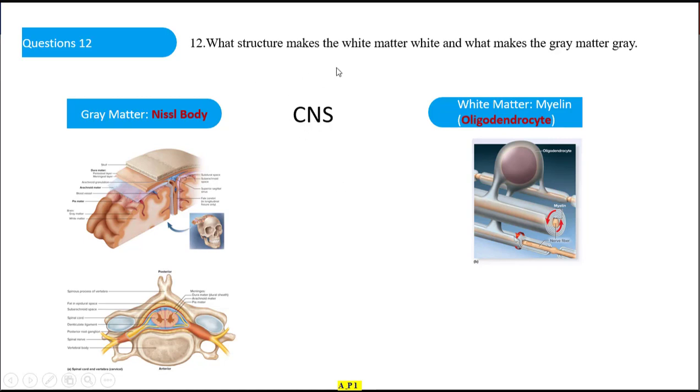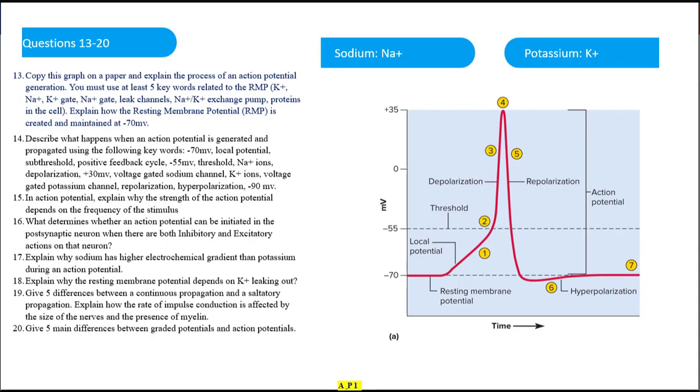Now, what structure makes the white matter white and the gray matter gray? The white matter is white because of the myelin. And now we know myelin in the CNS is made by oligodendrocytes. In the PNS, it's Schwann cells. What makes the gray matter gray? It is made of Nissl bodies. What is a Nissl body? That's like the endoplasmic reticulum of the neuron, right? Because those are proteins. They look dark. They're in the cell body of the neuron. So the cell bodies of neurons make the gray matter gray because they have Nissl bodies inside of them.